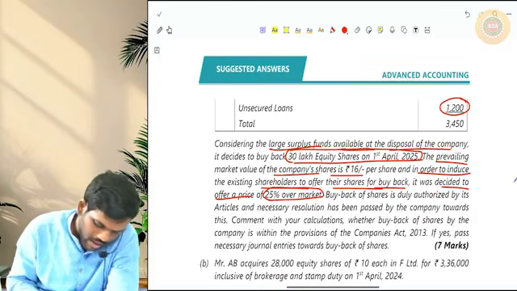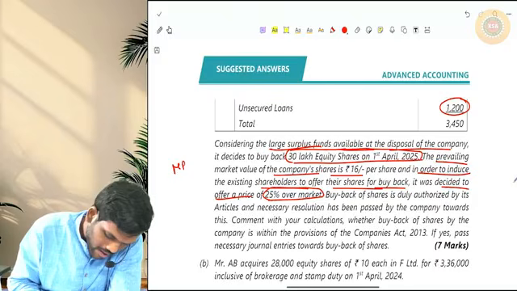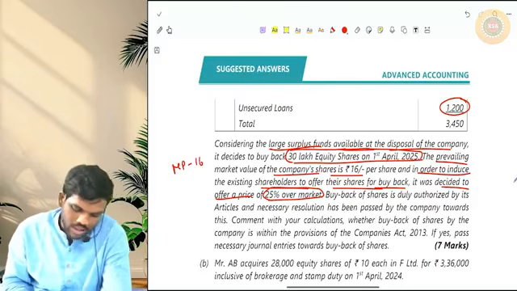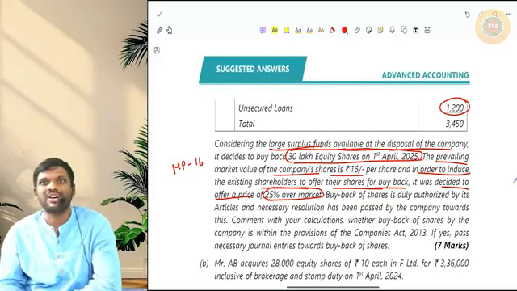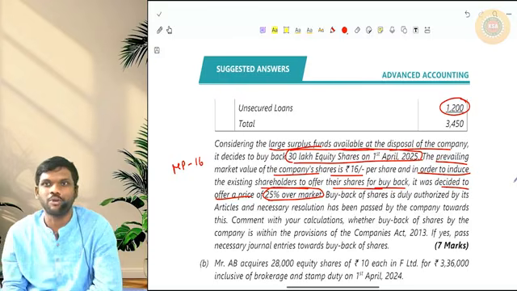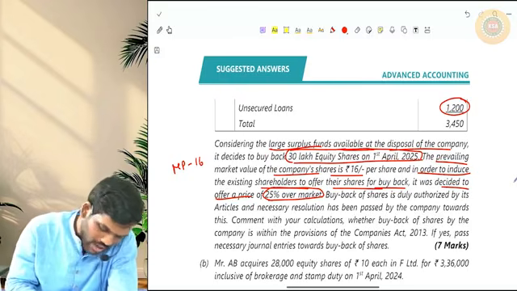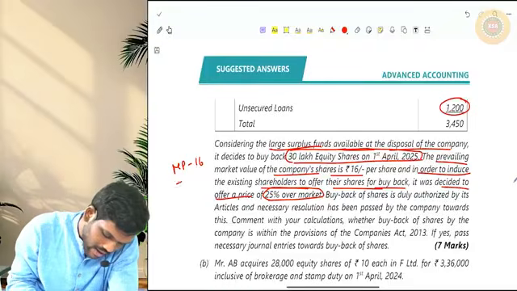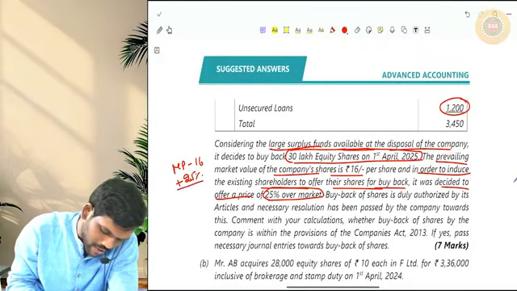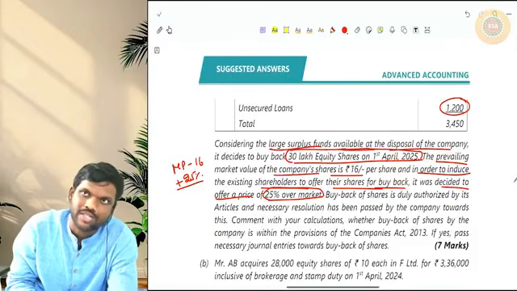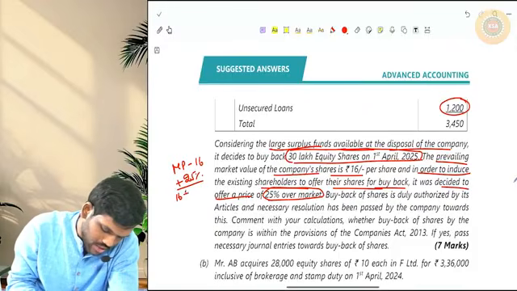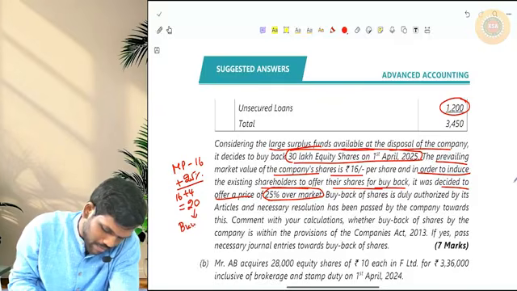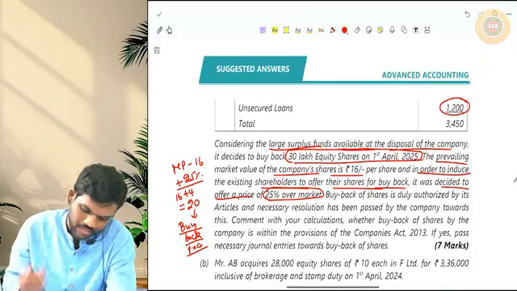That means market price is 16. They want to pay 25% extra, because if you also pay market price, why will they come to you? They'll go and sell in the market. So they are to make you give the shares back. They are telling I will pay 25% extra, which means 16 plus 25% of 16, which is 4. So 16 plus 4, buyback price will be 20 per share. This will be the buyback price.